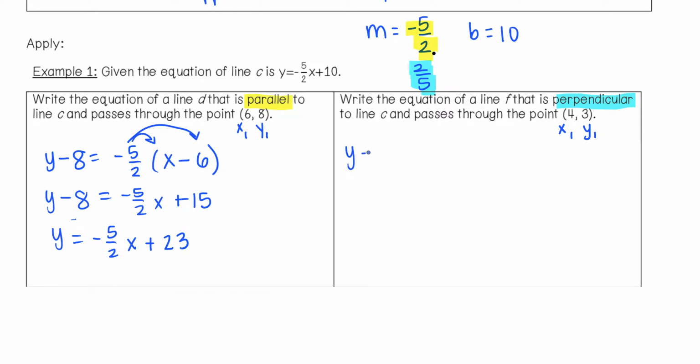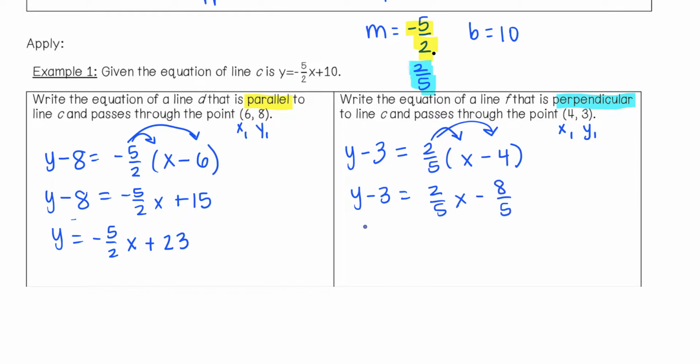So I'm going to have y minus my y1 value of 3 equal to my slope of 2/5 times the quantity x minus x1, which is 4. This is in point-slope form, and we're going to simplify it into slope-intercept form. On my right side, I need to distribute the 2/5, so I'll have 2/5 x minus 8/5. Then I'm going to add 3. So I have y equals 2/5 x minus 8/5 plus 3.